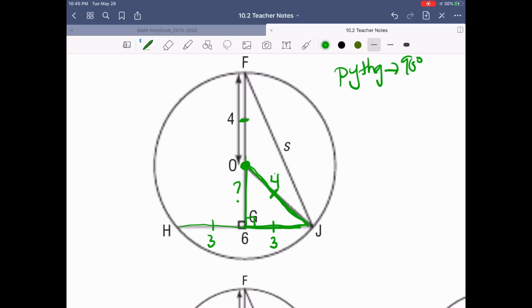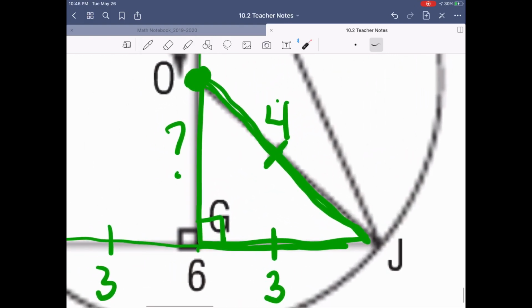Now, how does that help us find S? Well, S is part of this one bigger right angle triangle. If we can find this side, and we know this side, then we can find the hypotenuse here. So we're going to do the mini right angle triangle first in order to find this missing side, so we can do the big one later.